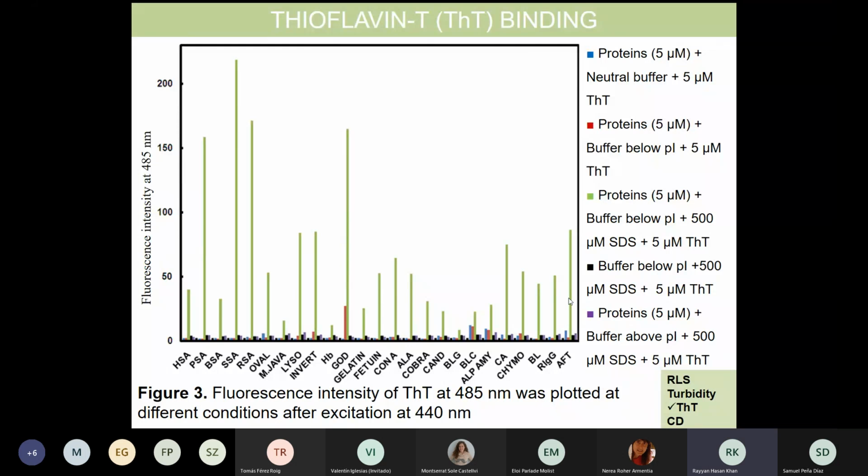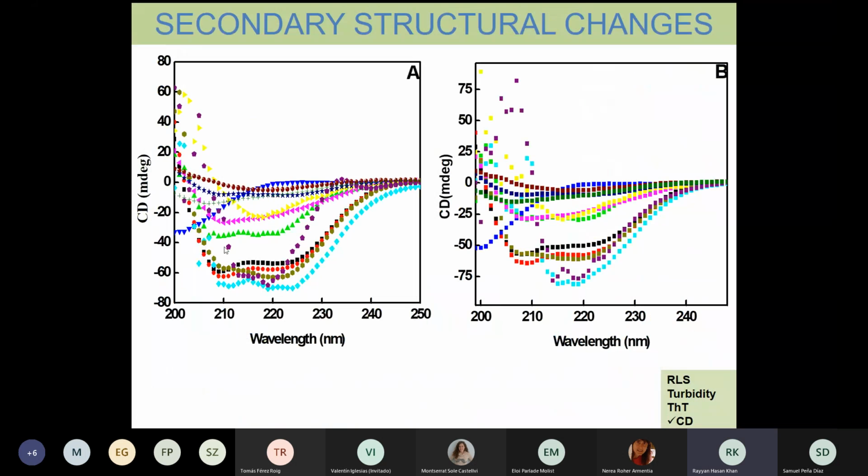Now this is the CD measurement that was performed. This is at neutral buffer. If an alpha class of protein is there, you will get 2 negative peaks. If it is a beta, you get 1 negative peak, around 214. And this is the random coil. All these spectra were taken 2 units below pI. There was no significant change in the spectral property observed once we take all the proteins 2 units below pI.